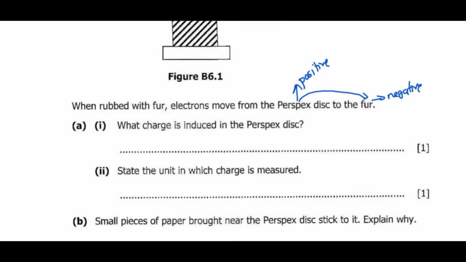So here, if you look at the static electricity, it has to do with the movement of electrons from one substance to another substance. Remember, the substance that loses electrons attains a positive charge in the process, while the one that gains electrons will form a negative charge. Then question A, what charge is induced in the perspex disc? So it's a positive charge.